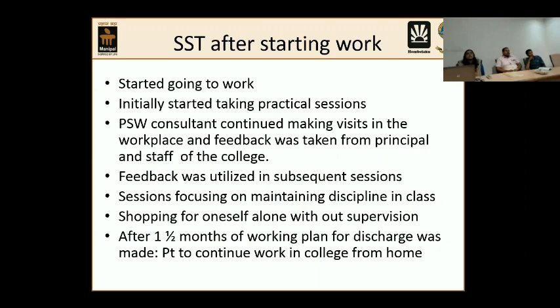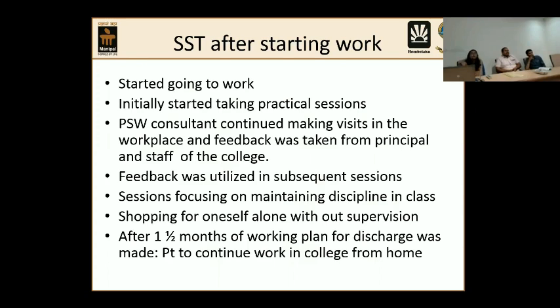Initially he was taking only practical sessions. The psychiatric social worker consultant, Mr. Praveen, would make visits in the workplace and take feedback from the principal and staff of the college. This feedback would be used in subsequent sessions which we were having here. We also focused a little on maintaining discipline in the class because these are undergrad students and they're quite energetic. So some of the sessions were about what happens in this kind of situation, what will you do? That kind of thing was done.